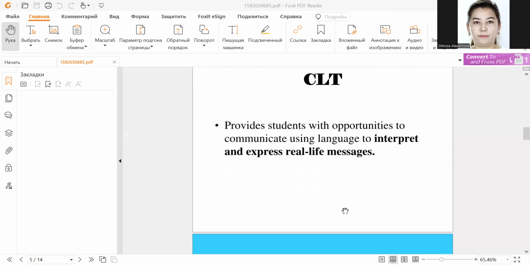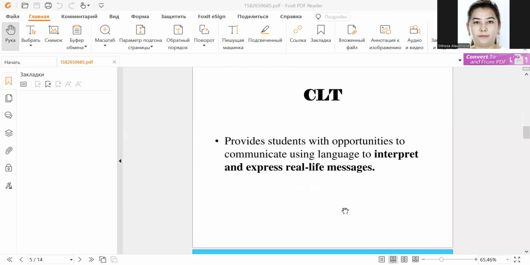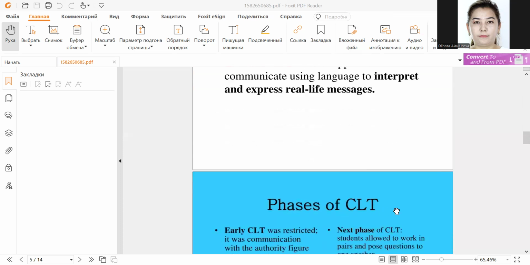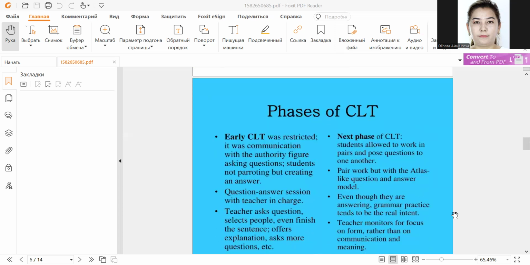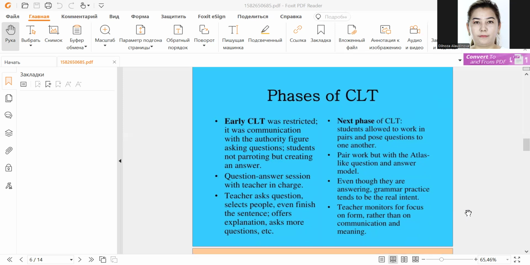CLT. What's CLT? It provides students with opportunities to communicate, using language to interpret and express real-life messages. Phases of CLT. Early CLT was restricted. It was communication with the authority figure asking questions. Students not parroting but creating an answer. Question-answer session with the teacher in charge. The teacher asks questions, selects people, even finishes the sentence, offers explanation, asks more questions, etc.